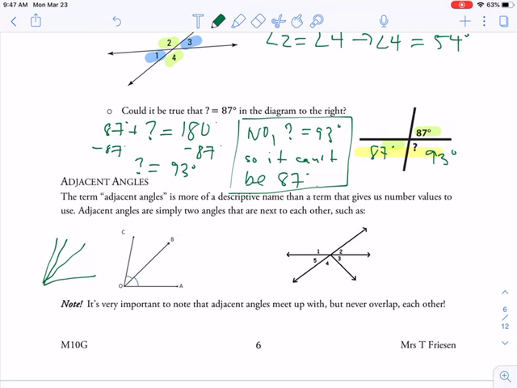And so you can see how there's an angle here and an angle here, and they kind of overlap each other, and that's not what we want. Okay, so that's the only thing worth noting there.